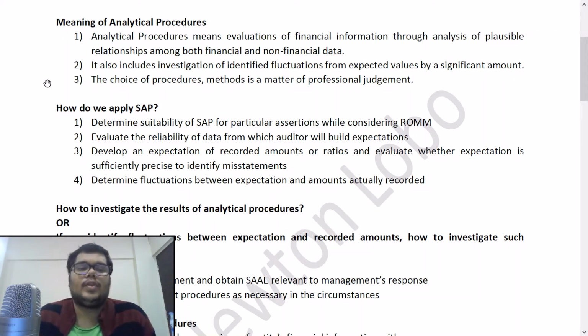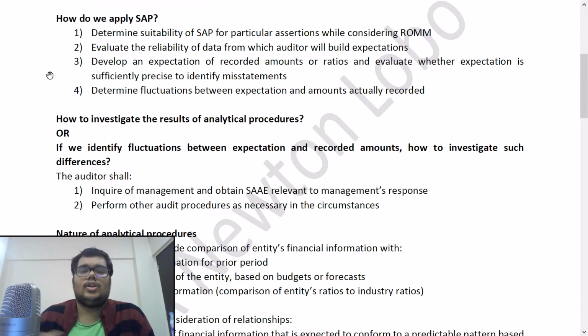Point number three, the choice of procedures and methods is a matter of professional judgment. So there is no choice of procedures or methods that the standard prescribes. That is a choice that the auditor will have to make, taking into account the financial statements, the type of entity, and so on. Next question, how do we apply substantive analytical procedures?